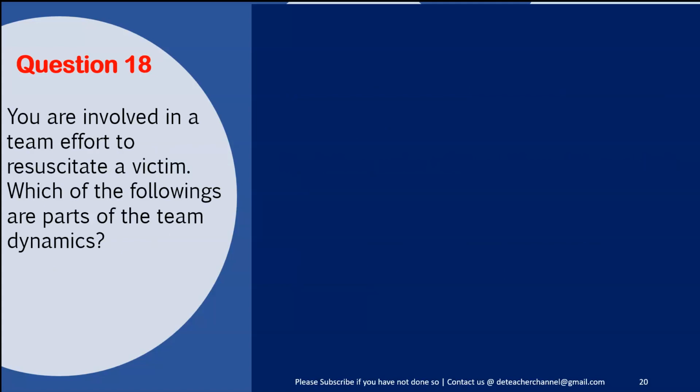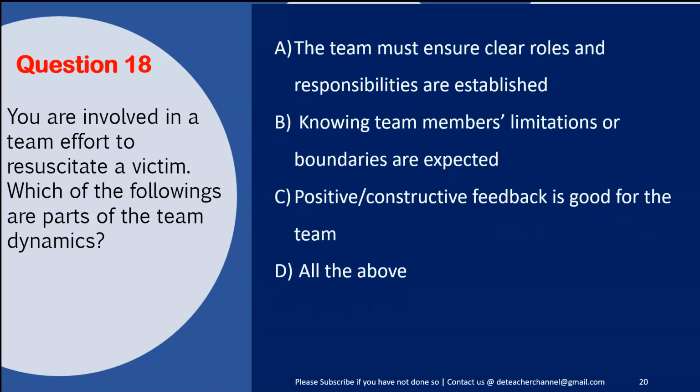You are involved in a team effort to resuscitate a victim. Which of the following are part of the team dynamics? A. The team must ensure clear roles and responsibilities are established. B. Knowing team members' limitations or boundaries is expected. C. Positive or constructive feedback is good for the team. D. All the above.